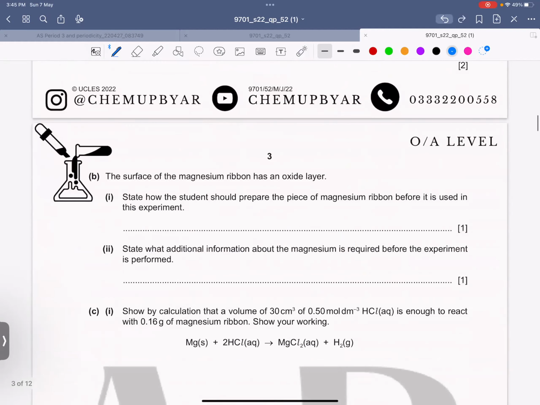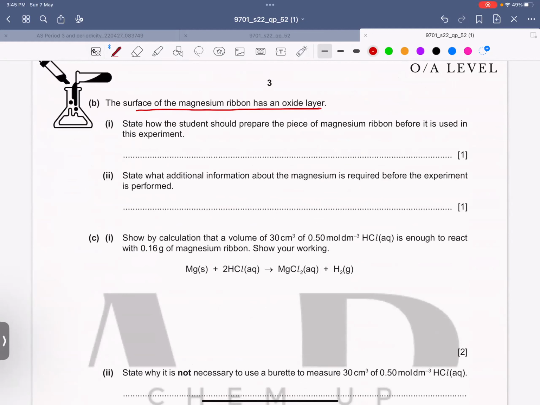Now, in part B, the surface of the magnesium ribbon has an oxide layer. State how the student should prepare the piece of magnesium ribbon before it is used in this experiment. So that's what I have discussed with you earlier. What we can write: use sandpaper to remove the layer of its oxide.